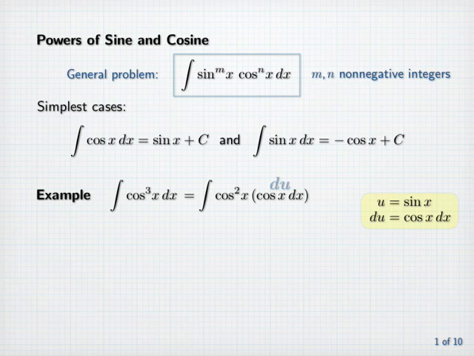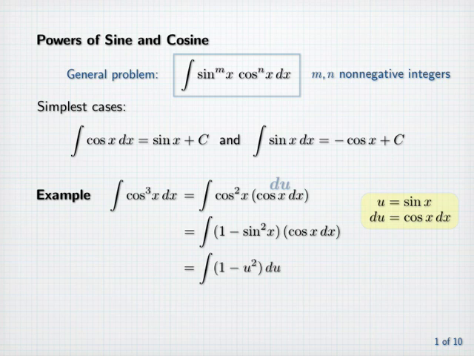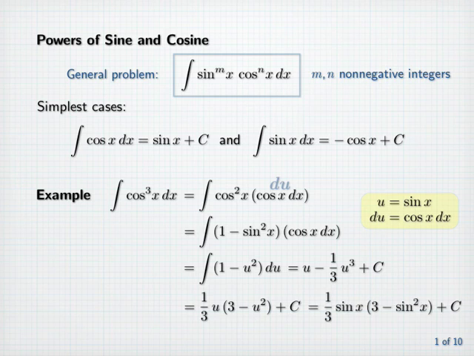That's easy to do for cosine squared x, because that's equal to 1 minus sine squared x. So now we make the substitution, and we have 1 minus u squared du, where the integrand is just a simple polynomial. The integration now is easy. We get u plus 1/3 u cubed plus c, and before we put u equals sine x back in, let's factor this and write it as 1/3 of u times 3 minus u squared plus c. So we end up with 1/3 of sine x times 3 minus sine squared x plus c.